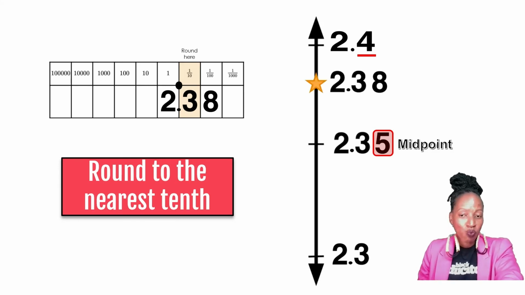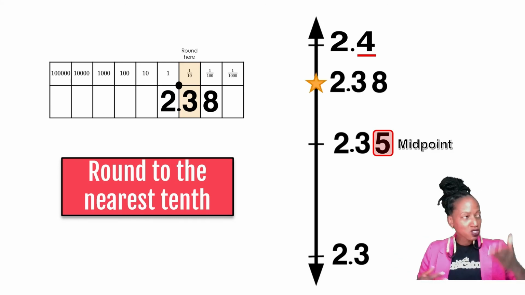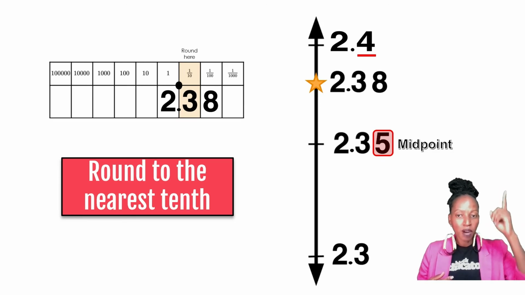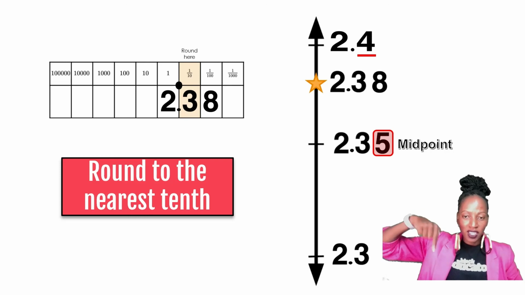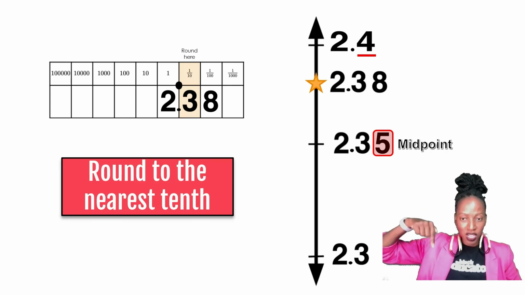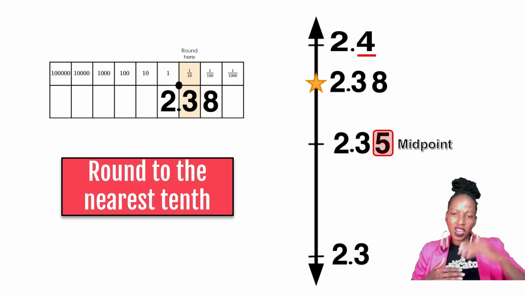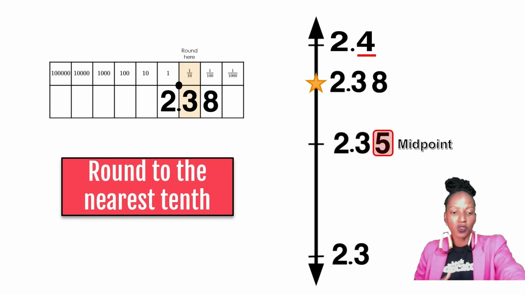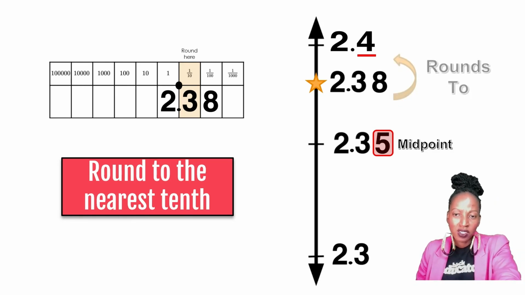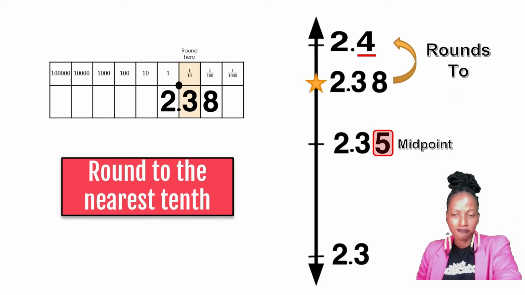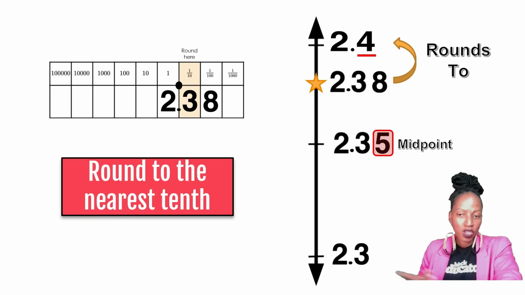And then if I'm rounding, I'm asking myself, is 2 and 38 hundredths closer to my upper limit or my lower limit, or endpoint? And I can see that 2 and 38 hundredths is much closer to 2 and 4 tenths. So I would round to 2 and 4 tenths. Okay, I hope that example was helpful. You can play it back and take a look at those steps.